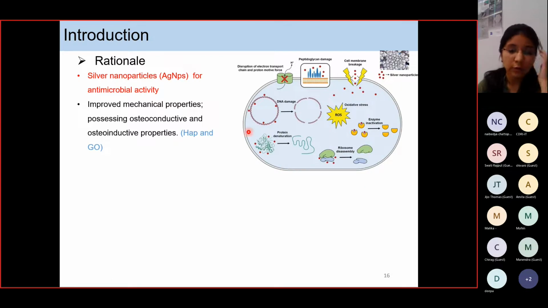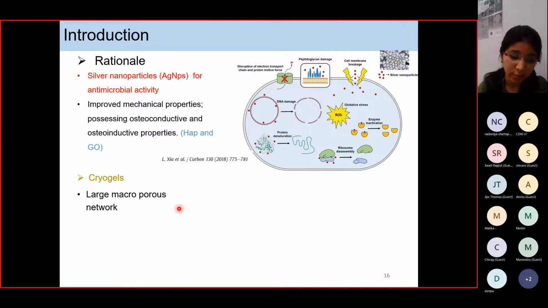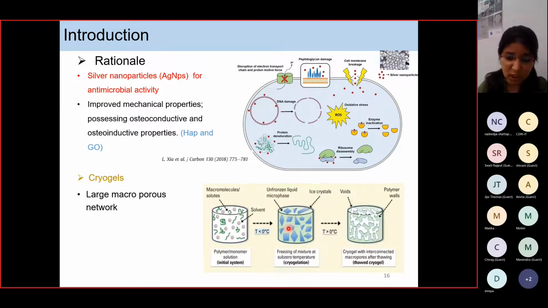We have chosen silver nanoparticles for their broad spectrum antimicrobial activity because they are known to produce oxidative stress in microbes, and they are FDA approved also in a lot of cases. We went for hydroxyapatite due to its osteoconductive property, and graphene oxide was chosen due to its osteoinductive property. We have selected cryogels as a scaffold because cryogels are formed by freezing the polymer gels at sub-zero temperatures, then thawing and freezing again. This leads to the formation of ice crystals, and after thawing, it leads to the formation of large voids. So we have a large macroporous network, which will aid in the migration of cells as well as in the formation of vascularization.